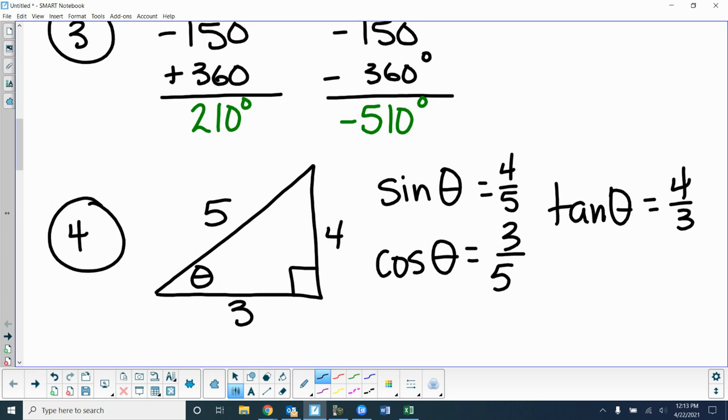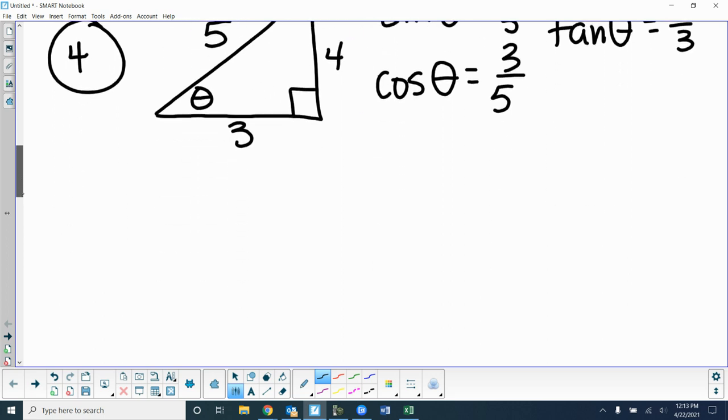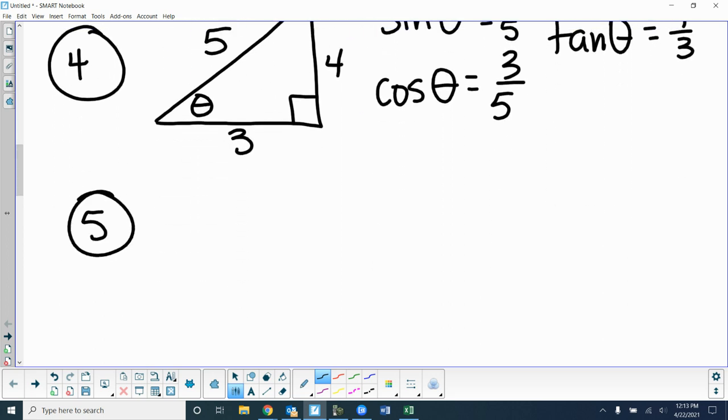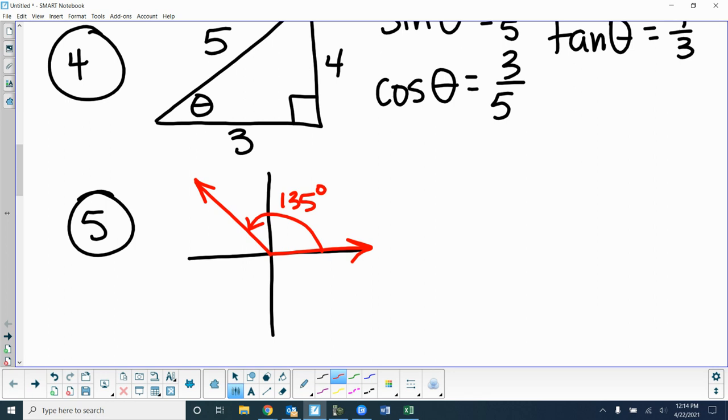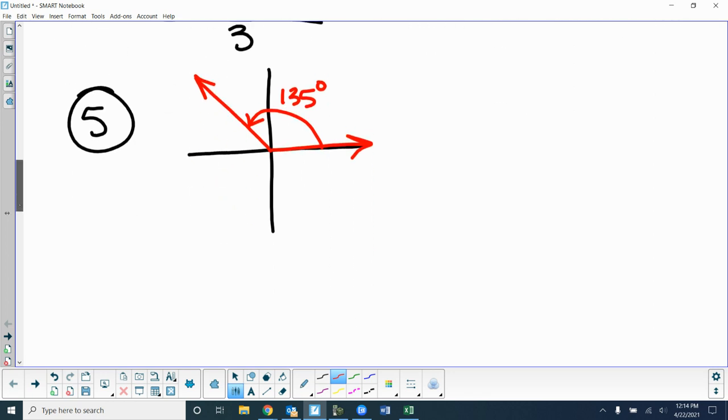Number 5, you had to draw in standard position a 135 degree angle. So again, initial side, always start there. Remember we got there, that's 90. 135 is halfway to 180 after the 90. So draw the arrow to that spot and put 135 on it. That's all you got to do. That's a 135-degree angle in standard position. So that's an easy problem, right?